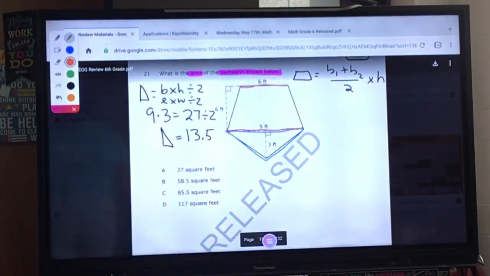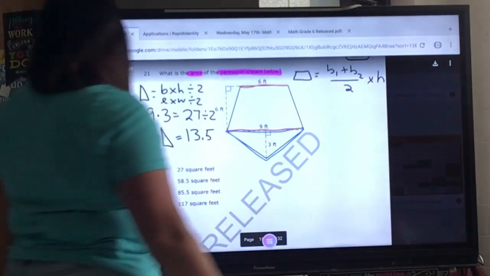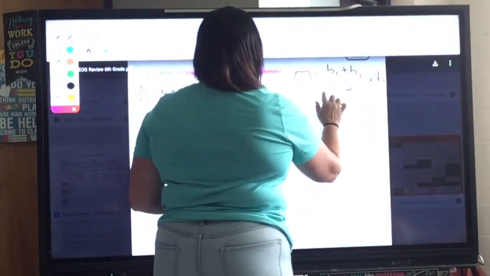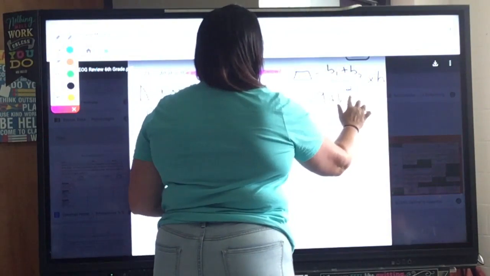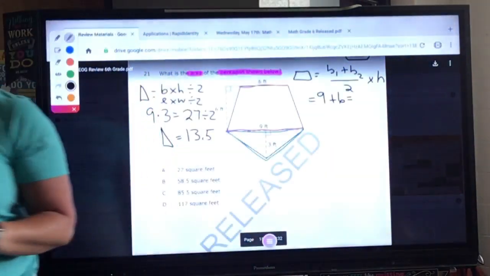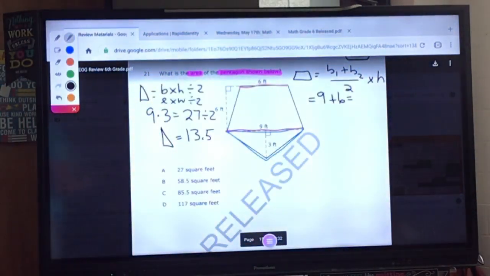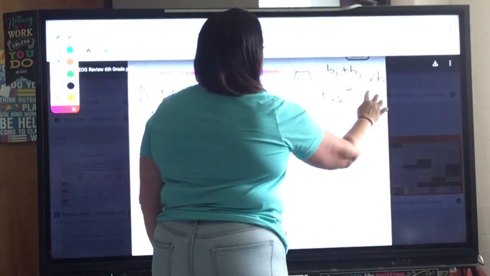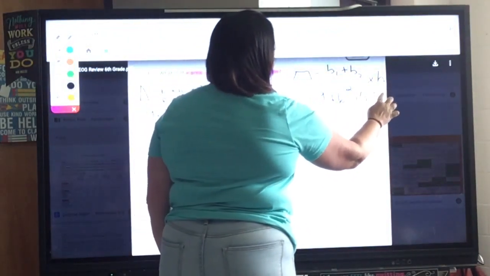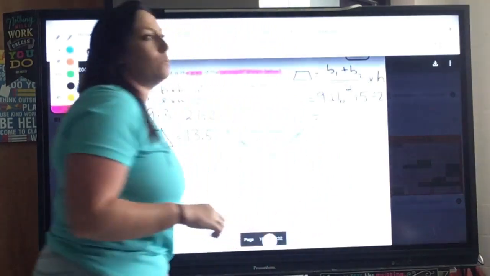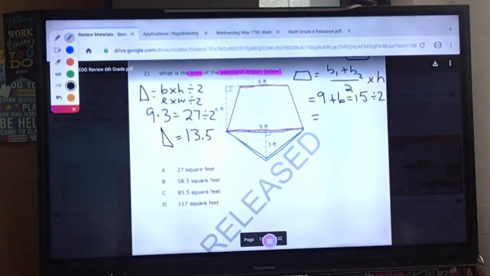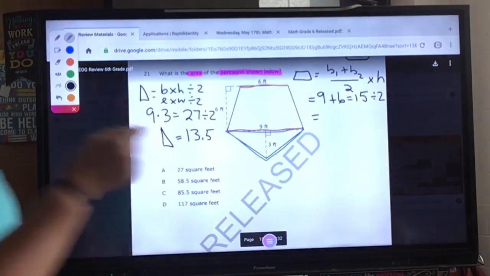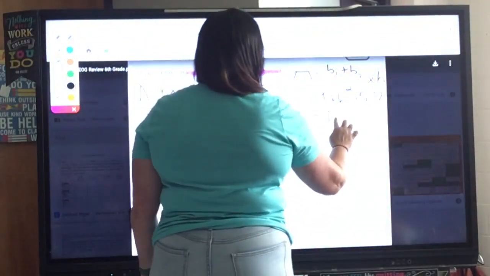So what do we have to do with those two numbers using that formula? Ronnie? Add them. Add 'em? So we're going to do 9 plus 6, which gives us what? Lily? 9 plus 6 is 15. Okay? Alright, then we are going to divide 15 divided by 2. What is half of 15? Camden? 7 and a half.